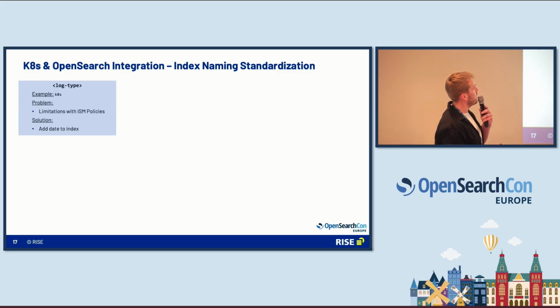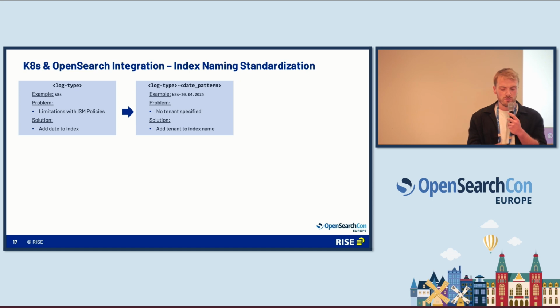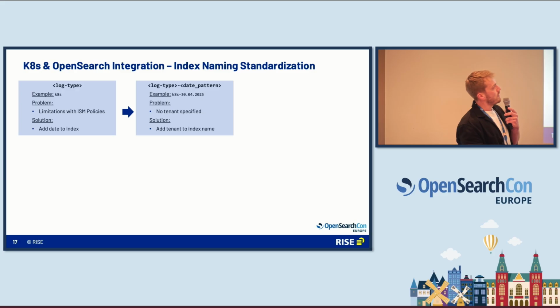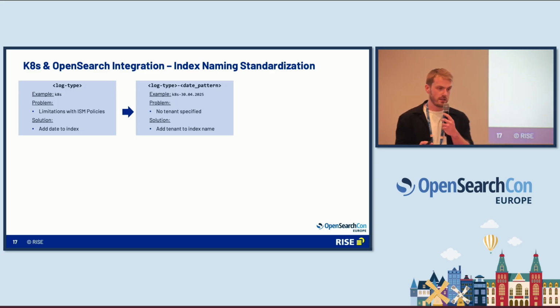Now let's have a look at index naming standardization as the first example. Imagine you have an index which is basically just called whatever its log type is, so k8s or kubernetes for the Kubernetes logs. Now, it's quite obvious that we are limited here with regard to ISM policies. So let's add a date pattern to this index. With the date pattern, we can define ISM policies to delete our indices to our liking. But now imagine we have a cluster with two tenants, and tenant 1 wants to delete indices after 30 days, and tenant 2 wants to delete indices after 60 days.